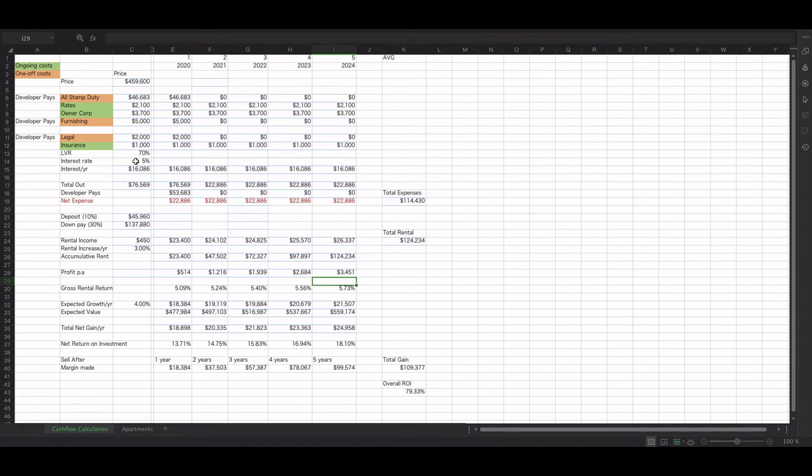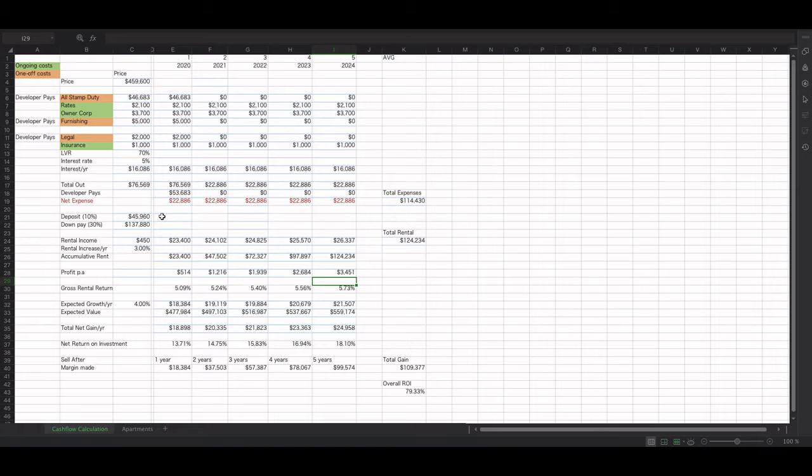We use a rather pessimistic figure of 5% here. Usually it would be somewhere between 3 to 6%. So just for ease of calculation, we use 5% here.